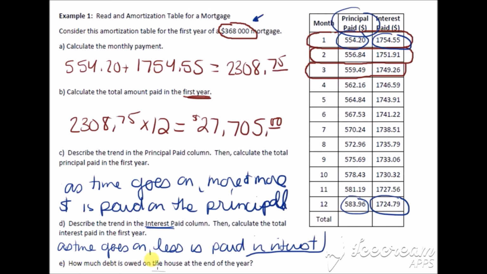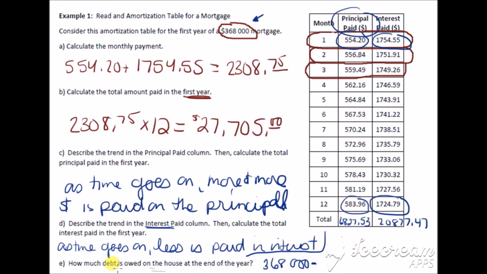How much debt is owed on the house at the end of the first year? So the original mortgage is $368, and if you add up this column here, so let's add up the totals. If you take your time, I get 68, 27, 53, and then I get 20877, 47. So if you add these two up, they should add up to 27,705.